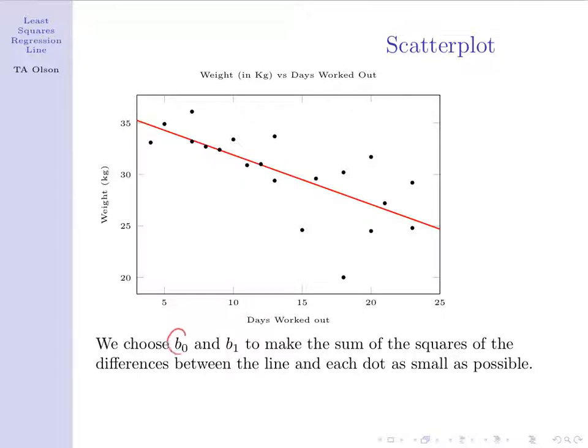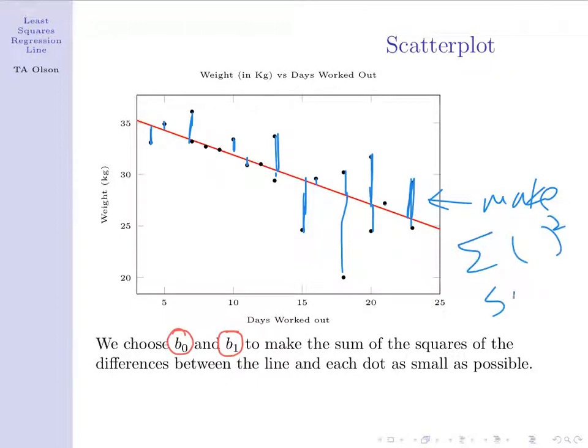The idea is that we choose our b0 and our b1 from our equation so that we find the vertical distance between every point and our theoretical line, and we choose b1 and b0 so that the sum of the squares of all of those distances is as small as possible. We want to make the sum of these squares small. And we call that the least squares line, the least of our squares.